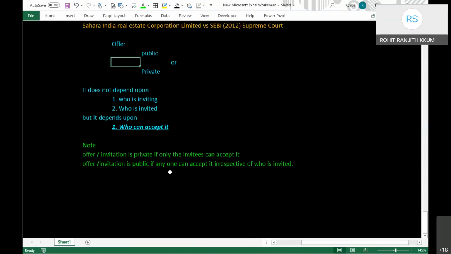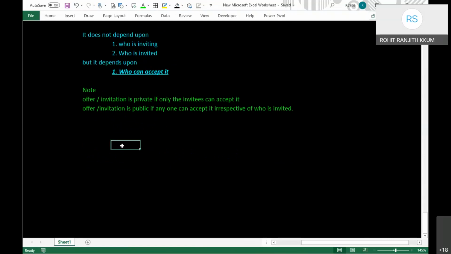Let me tell you. Today, if I offer like this, okay, you tell me one thing. Can private company go for public invitation? Yes, Sonia, you are right. That's what actually my point is here. Can private company go for public invitation?